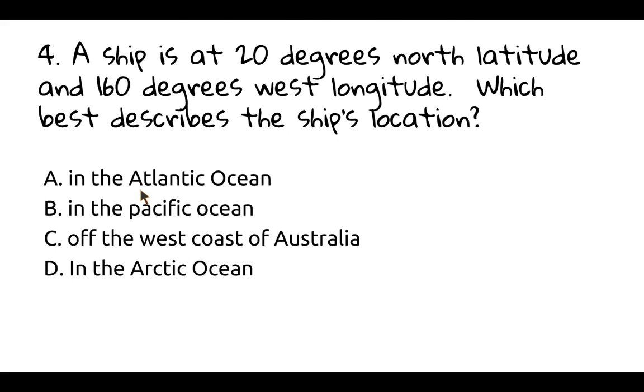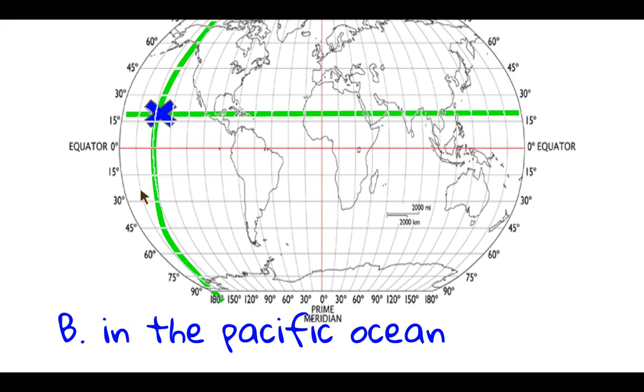All right, let's check your answer. The answer is B, in the Pacific Ocean. If you traced your lines, then you knew that the place that this crossed was here east of North America, which is the Pacific Ocean.